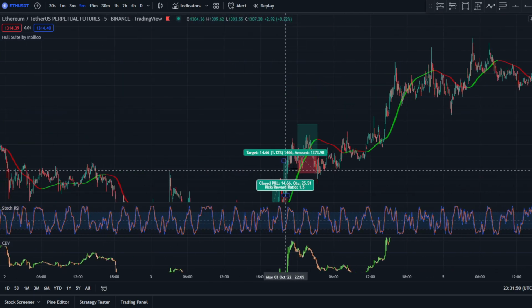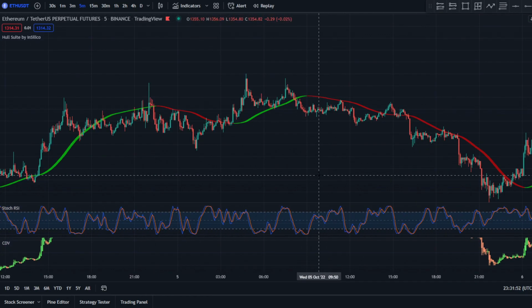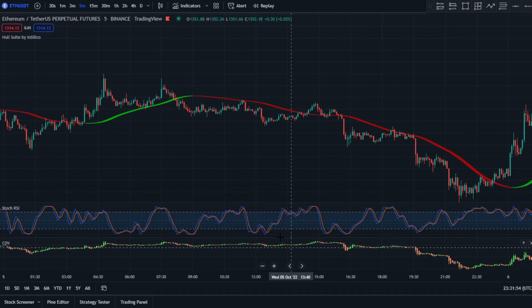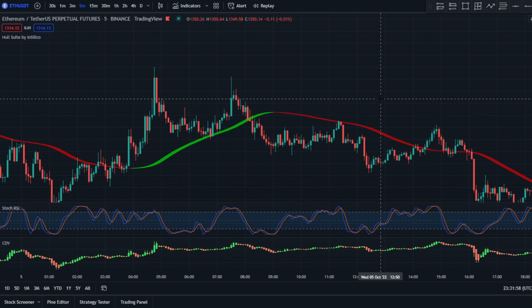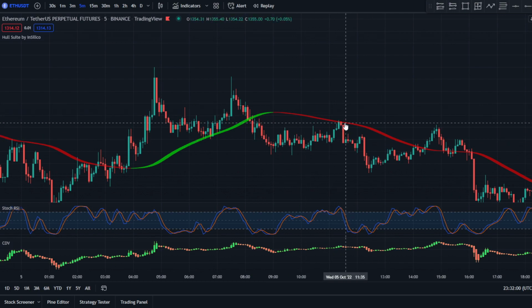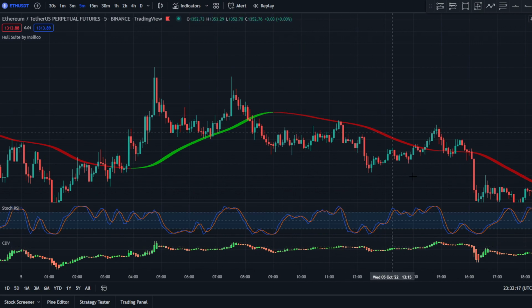So now I'm going to show you guys how to take short positions. Basically short positions are the same thing, but we're going to do it in the opposite direction. First up, price has to be below the house sweep, and the house sweep has to be red in color. Next up, we're going to have a crossover of the blue line below the orange line, and the crossover must happen above the 80 value area, which is right here. Next up, there must be a red candle on the CDV indicator, which is what we have right here.